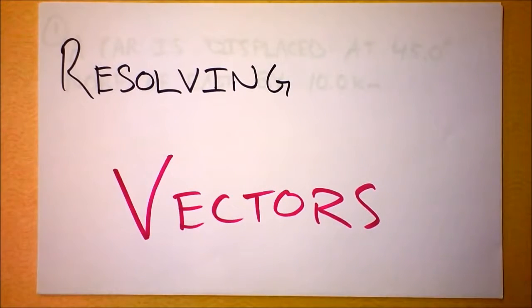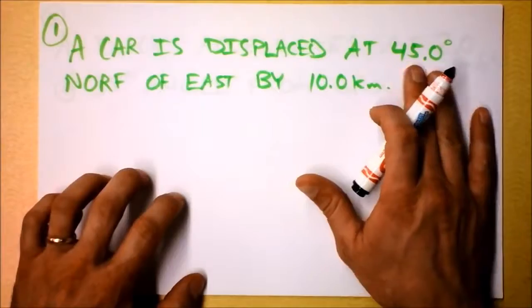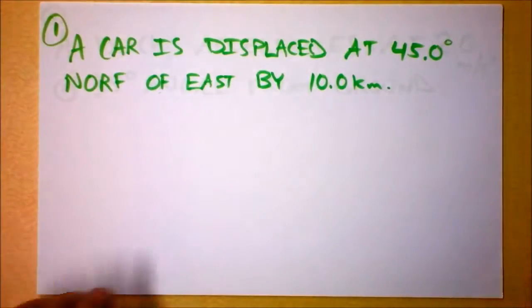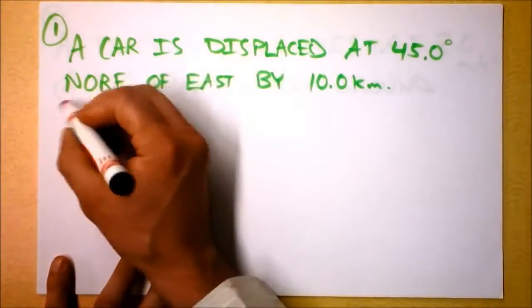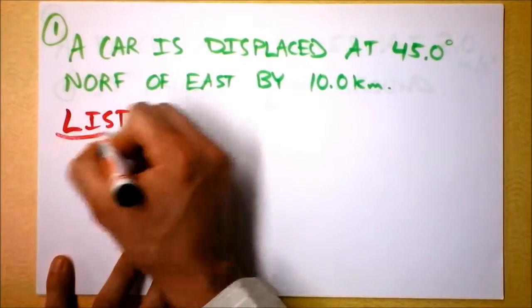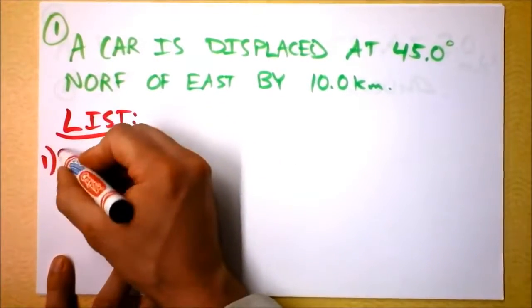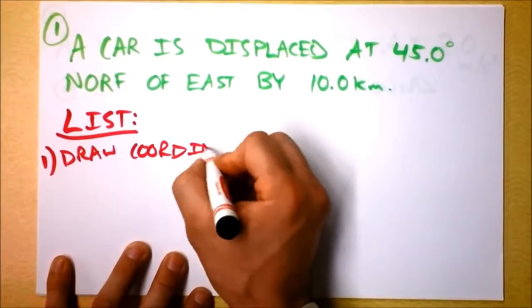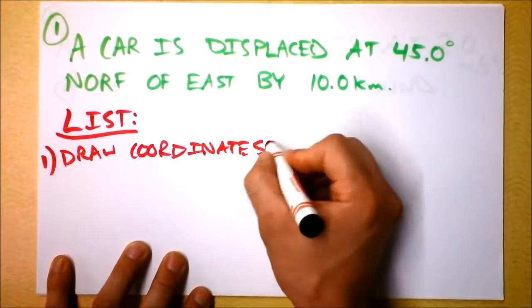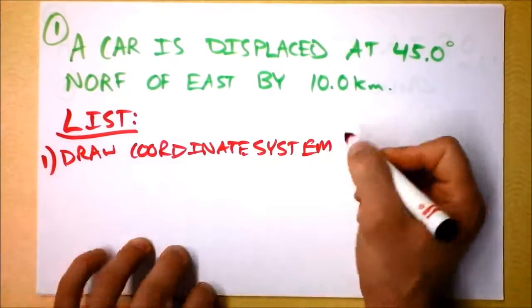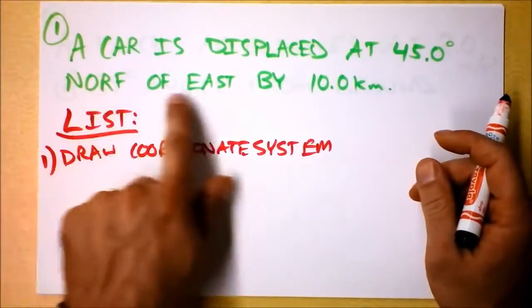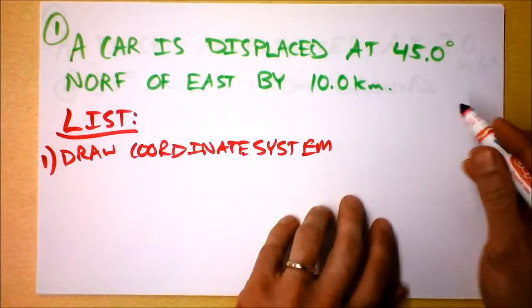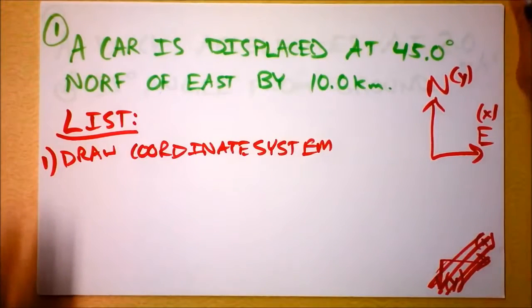Resolving vectors is about finding, generally, but resolving vectors in particular today. For instance, this car is displaced at 45 degrees north of east by 10 kilometers. So make some lists. Lists are good, right? Here's a list. List 1, probably want a coordinate system again, right? If you draw a coordinate system for this particular problem, you'd be like, well, it probably needs to have north and east down. Please don't do that unless you really do know what you're doing.